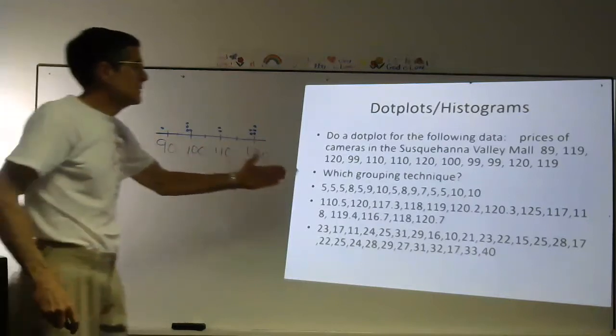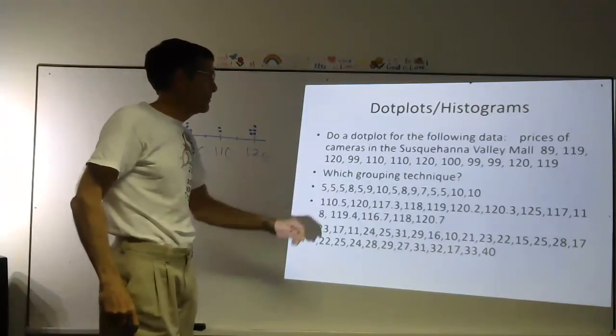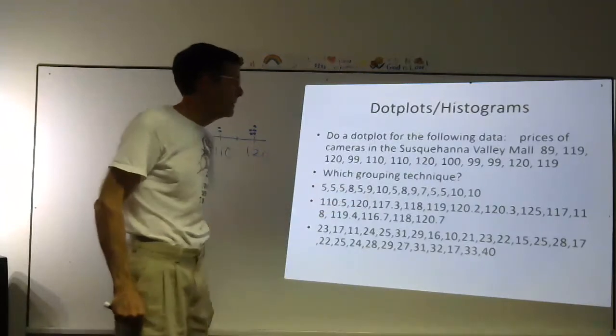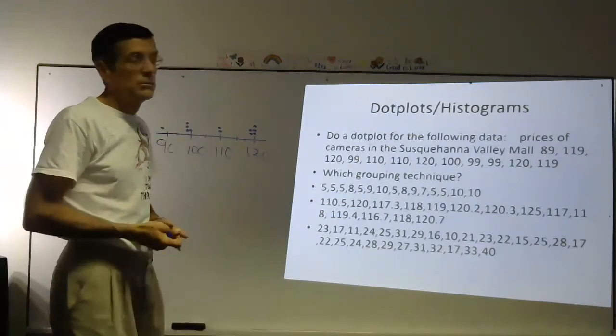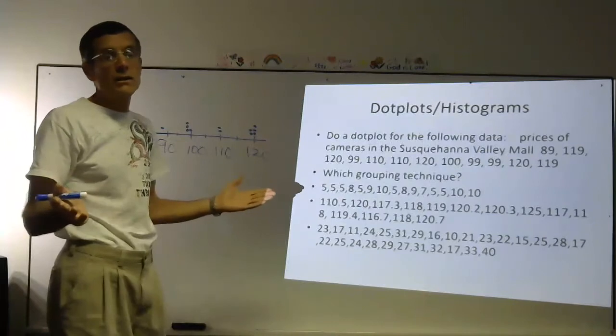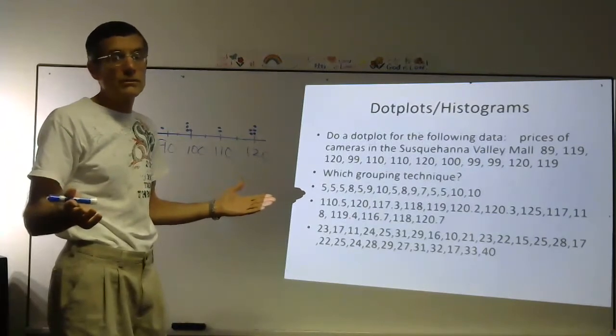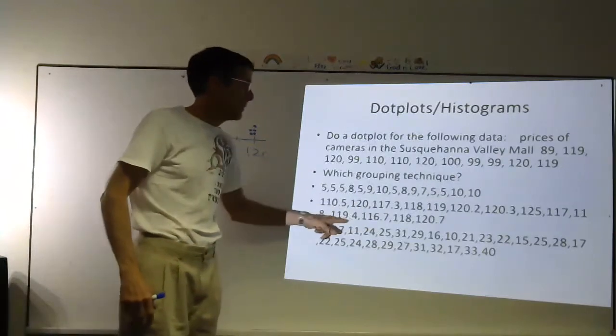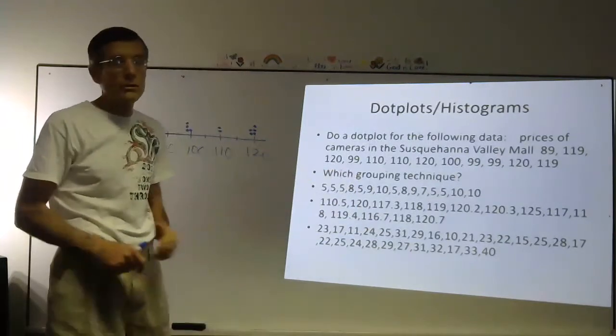Which grouping technique should we use here? Well, how many different numbers do we have? We have numbers from 5 through 10, which ought to be 6 different numbers. Very, very manageable for single value grouping. Decimals, right away, decimals, cut point. Got to be cut point.